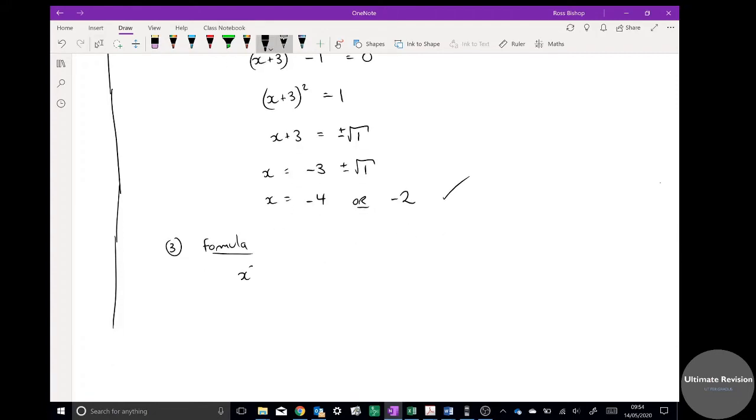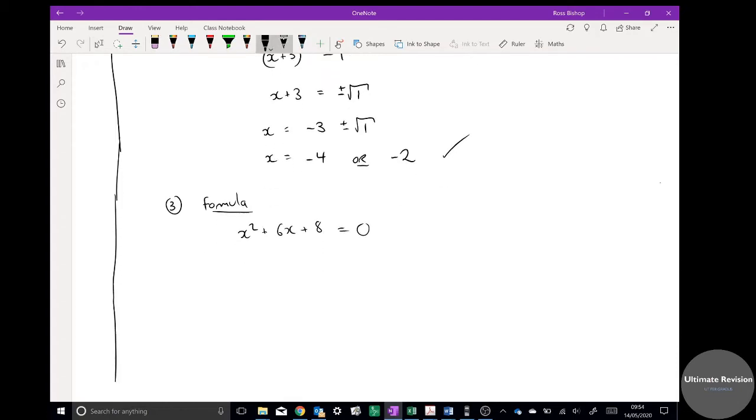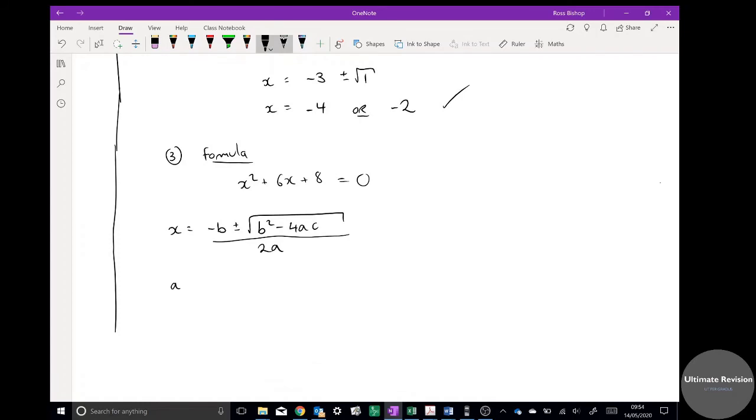Now I've got x squared plus 6x plus 8 equals 0. The formula, which you don't get given at A level, is x equals minus b plus or minus the square root of b squared minus 4ac, over 2a. Okay, a is equal to 1, b is equal to 6, and c is equal to 8.